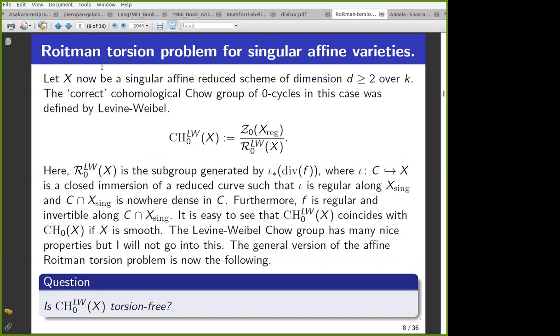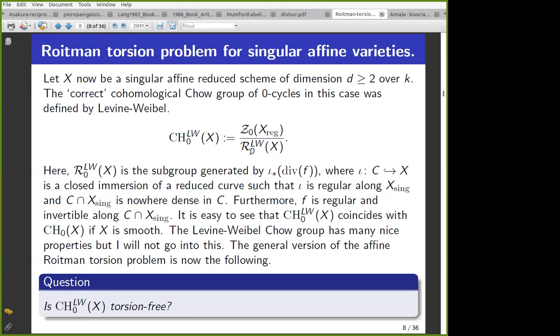Now my main interest is Roitman torsion problem for singular affine varieties. So what is this? Now let X be a singular affine reduced scheme of dimension at least 2. Any affine reduced scheme, no condition. Then the correct cohomological Chow group of 0 cycle in this case was defined by Levine and Weibel, and its definition is basically the same as Fulton's definition. There are 2 differences, namely you don't take the closed points which lie on the singular locus. That's the meaning of the numerator here.